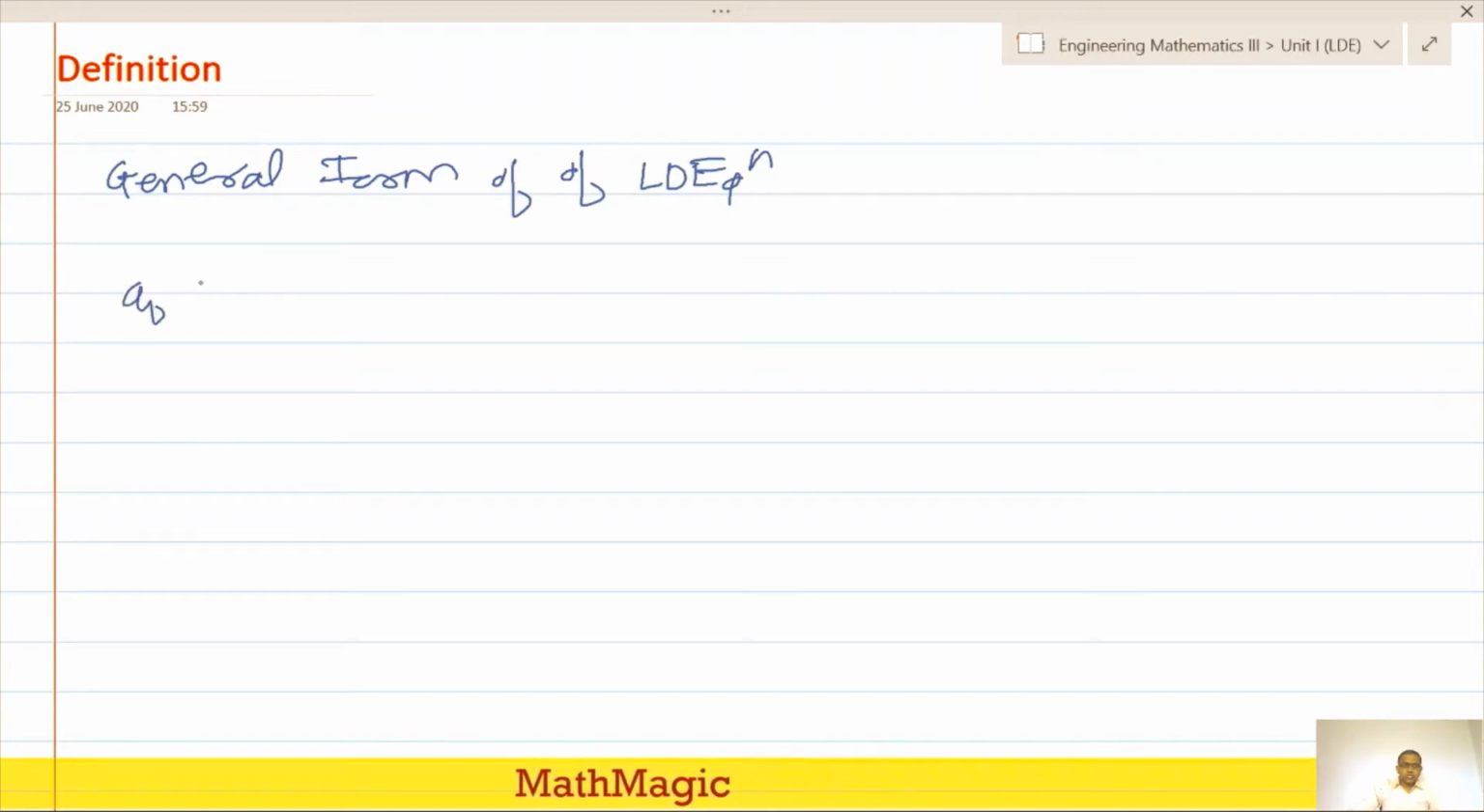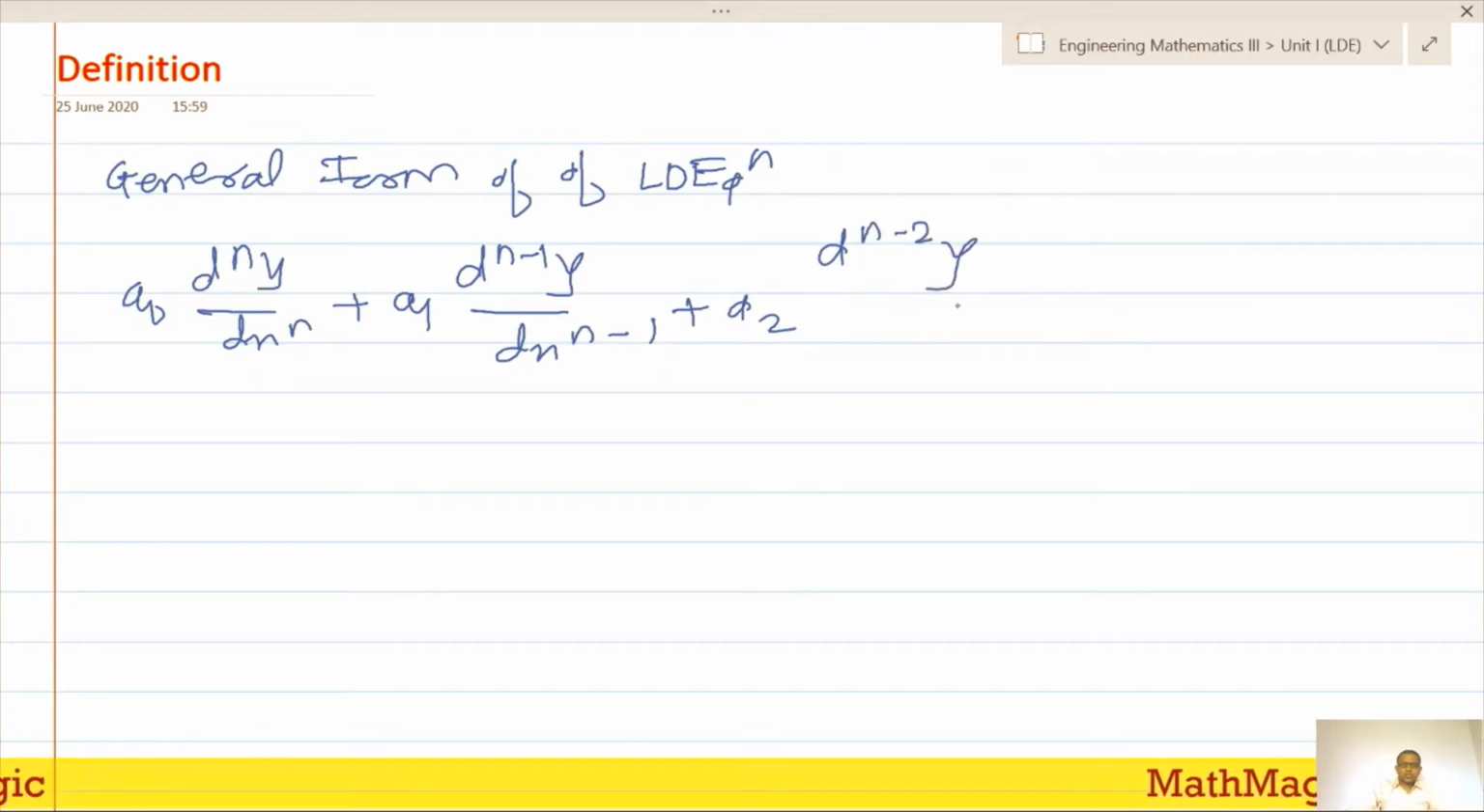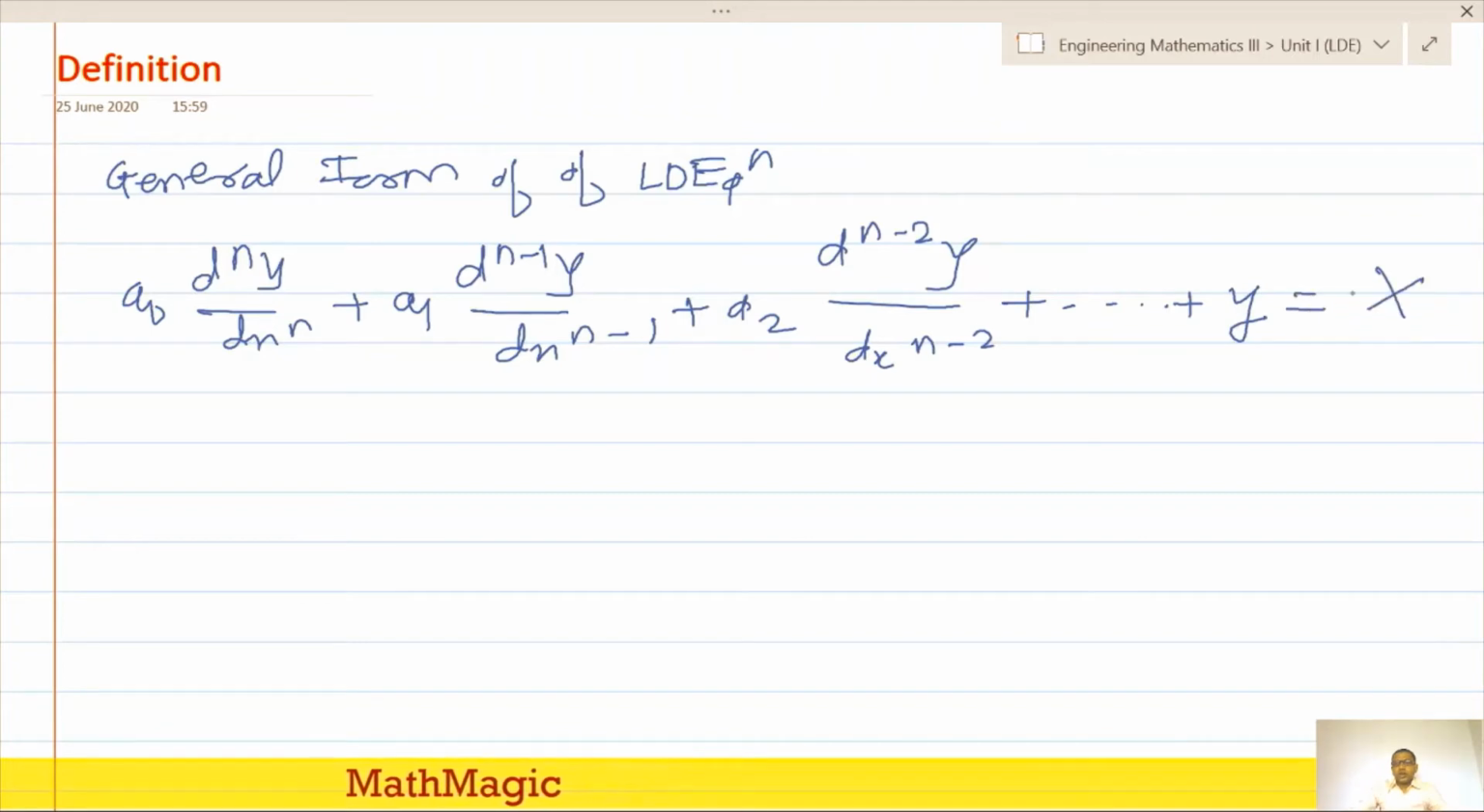So a naught d raised to n y by dx raised to n plus a1 d raised to n minus 1 y by dx raised to n minus 1 plus a2 d raised to n minus 2 y by dx raised to n minus 2 plus up to an y, this is equal to x. This is the general form of the nth order linear differential equation.